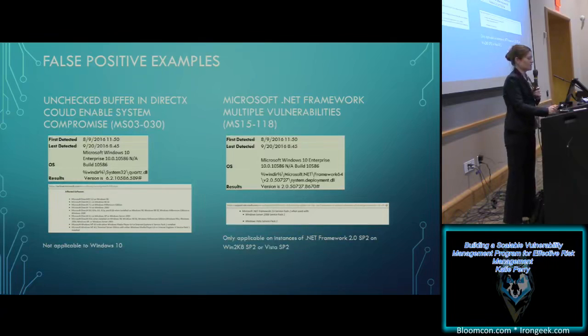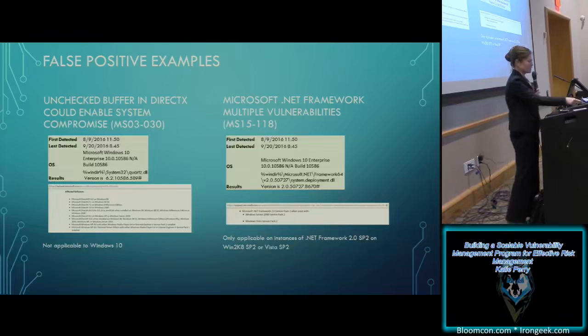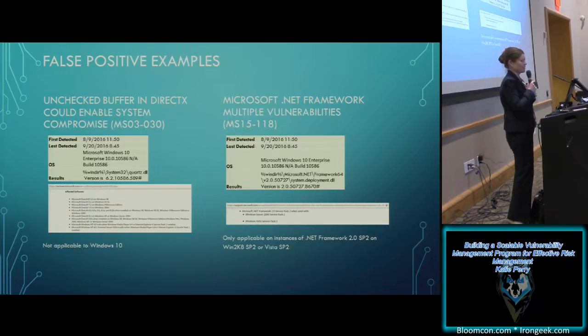This other example is a .NET framework collection of vulnerabilities that are addressed by this update, MS15-118. We can see in the results that it's checking for the version of this system.deployment.dll file. But again, we see that it's only applicable to Windows 2008 or Vista, and we're running a Windows 10 host, so it's not applicable.